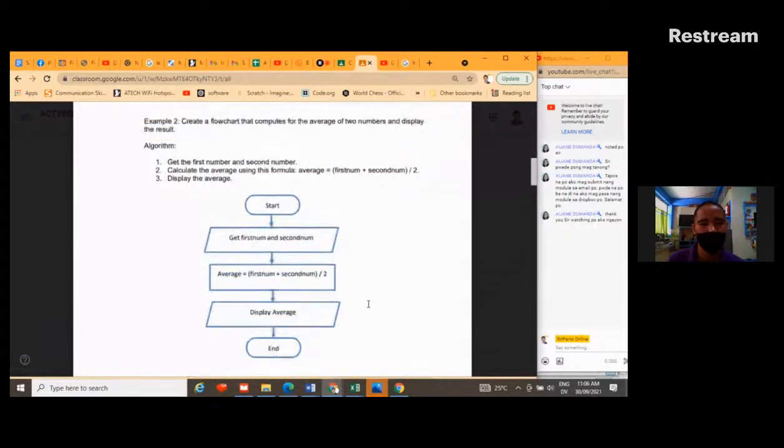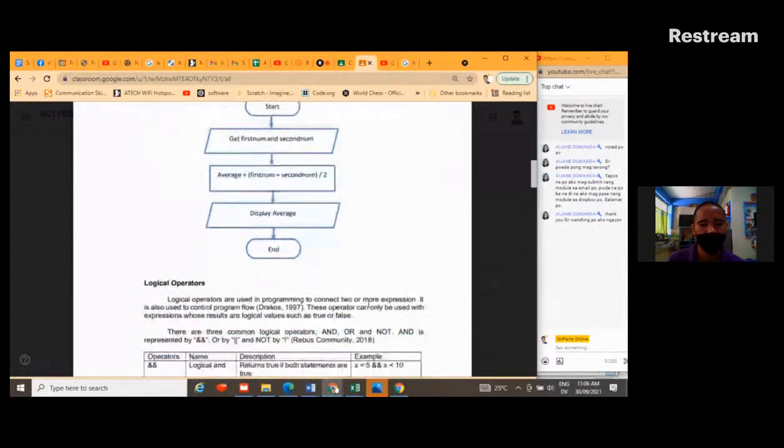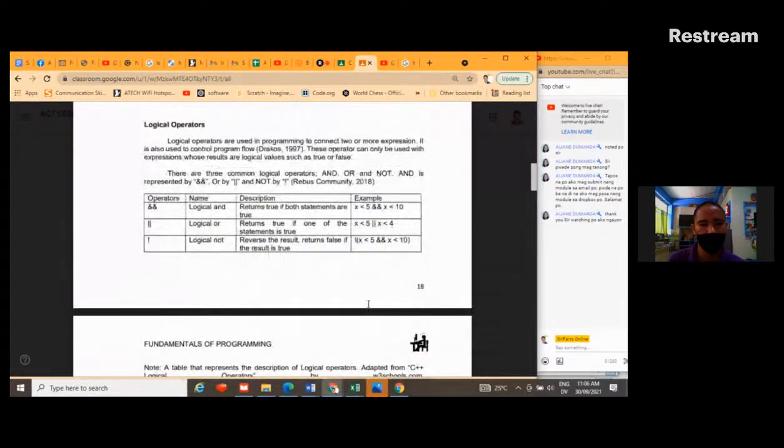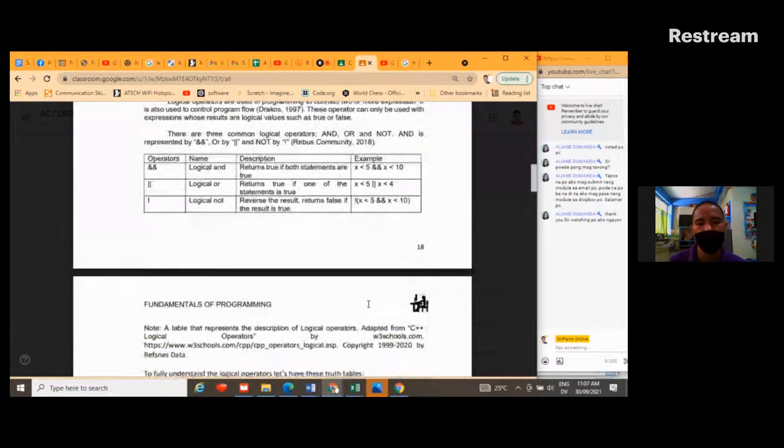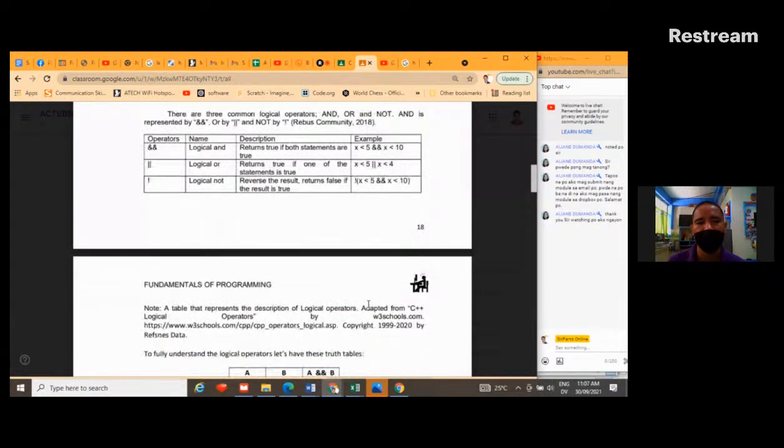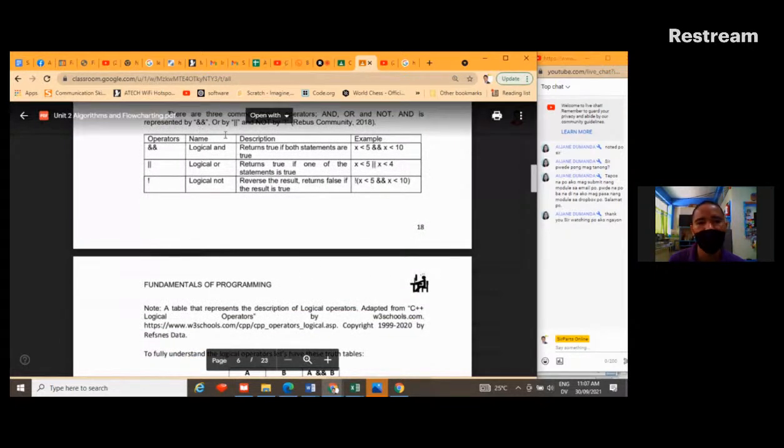We already end with our flowchart, and we will be discussing next about logical operators. So, logical operators are used in programming to connect two or more expressions. It is also used to control program flow. That's according to Draka's 1997. These operators can only be used with expressions whose results are logical values such as true or false. So there are three common logical operators: and, or, and not. And is represented by the symbol, or is represented by the symbol, and not by exclamation point.